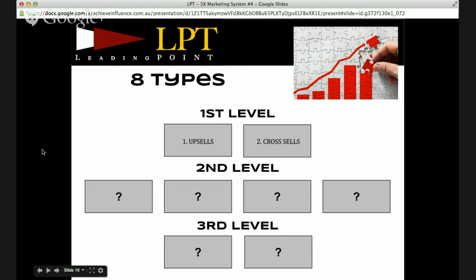All right, so just to refresh, 8 times. The first level, your upsells and your cross-sells. Your second level, there are 4 that work together, and the third level, there are 2 key profit increase types that when you employ these will not only generate recurring revenue, but will effectively multiply that recurring revenue very quickly.